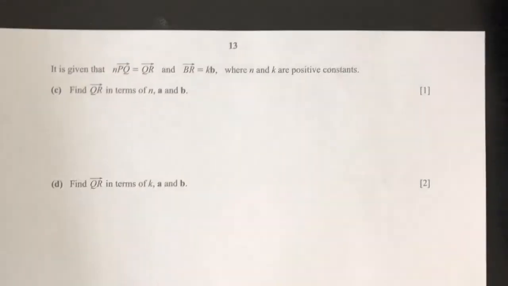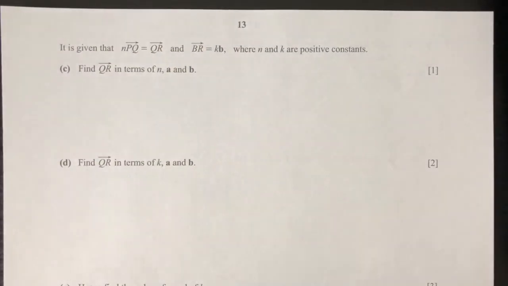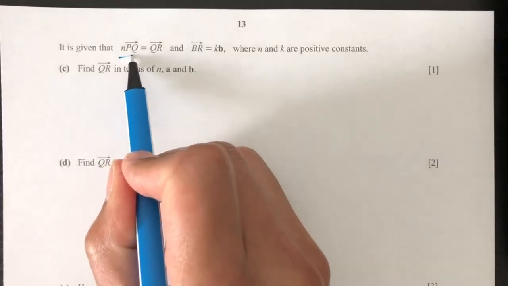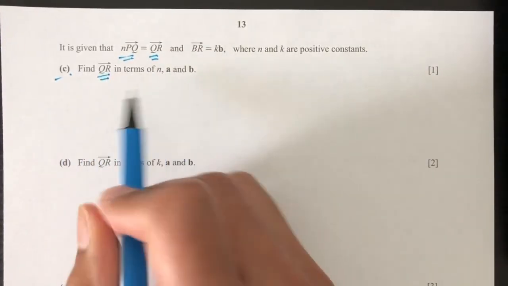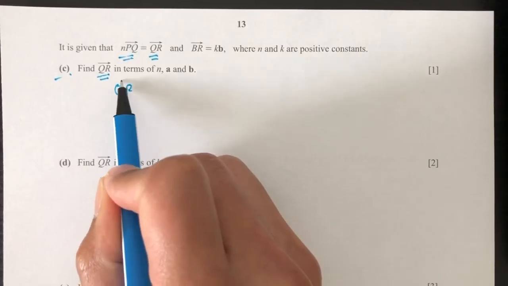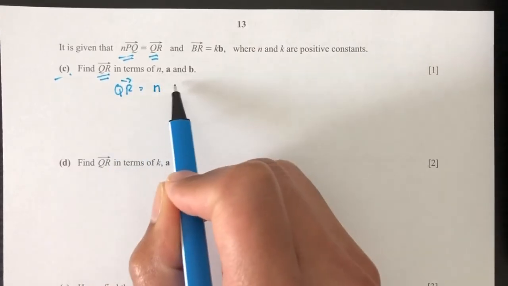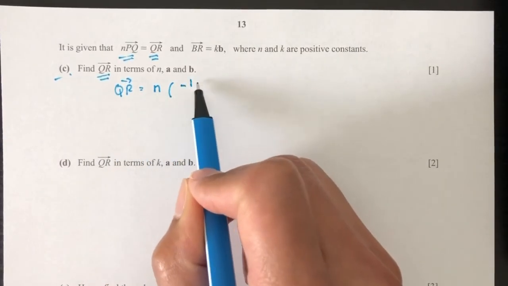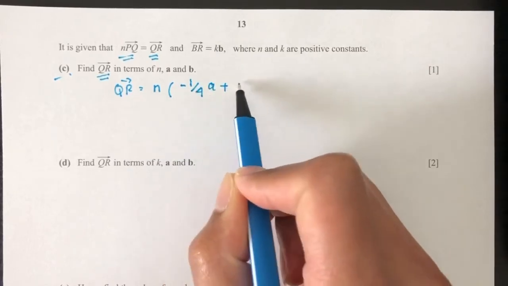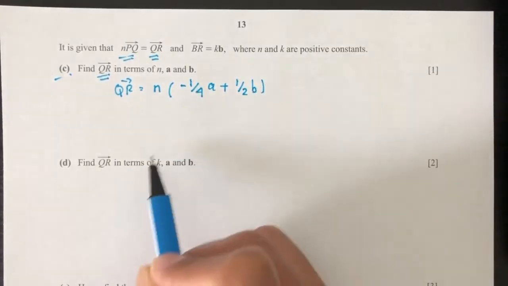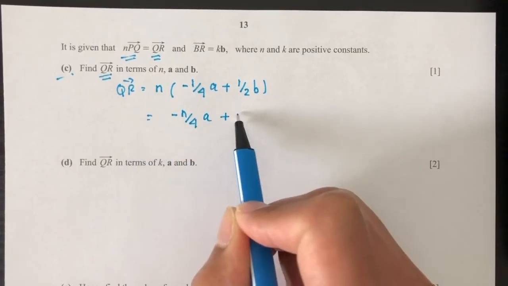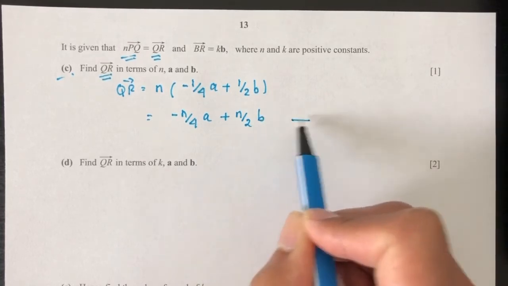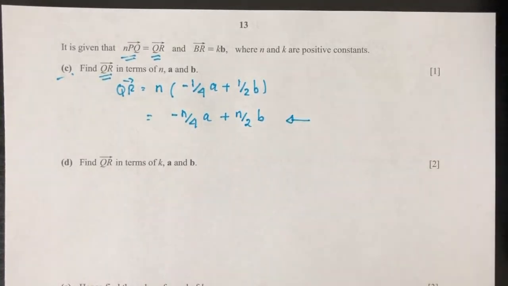Now let's move on to part C. It is given that N times PQ equals QR. So question C, find QR in terms of N, A and B. So QR is equal to N times PQ. PQ we know is minus 1/4 A plus half B. So QR will be minus N over 4 A plus N over 2 B. That is the value of QR.